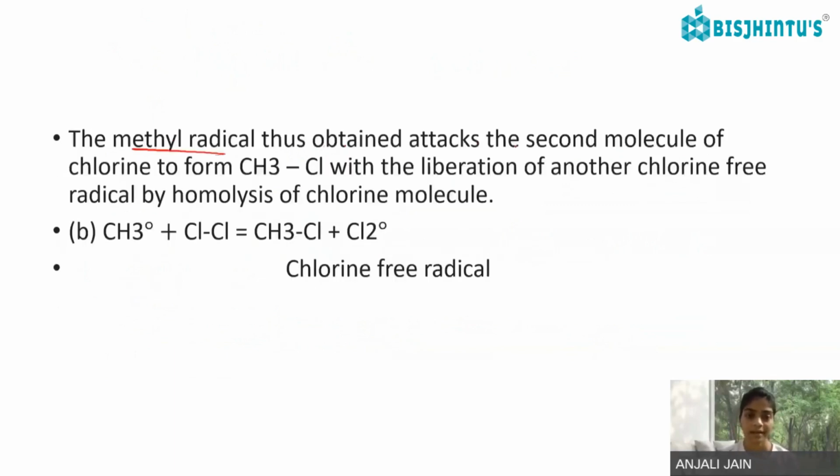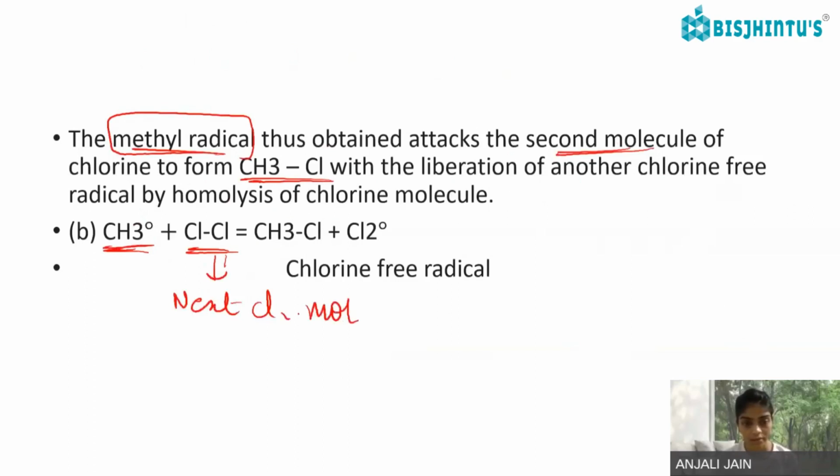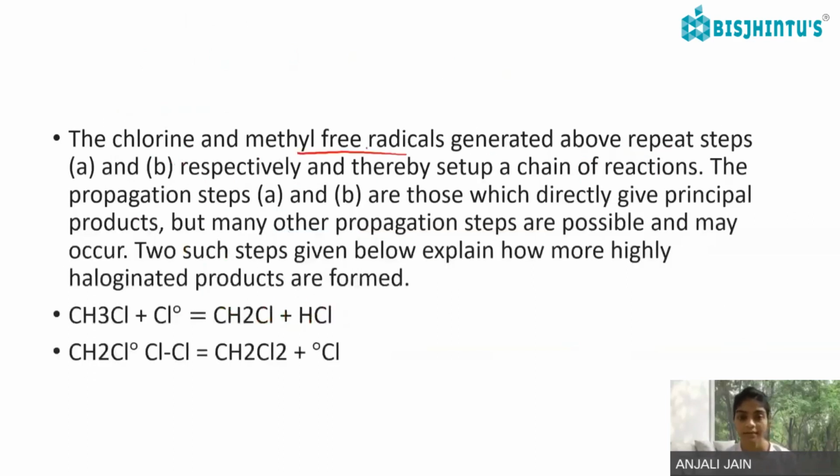Then the methyl radical thus obtained attacks the second molecule of chlorine to form CH3Cl. So now this methyl radical attacks the second molecule to form CH3Cl with the liberation of another chlorine free radical, and then this methyl radical reacts with the next Cl2 molecule. Now it is converted to methyl chloride and again a chlorine free radical. So the chlorine and methyl free radicals generated above repeat steps A and B respectively and thereby set up a chain of reaction. This is what is called propagation.